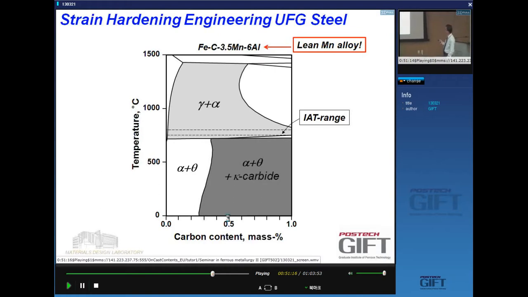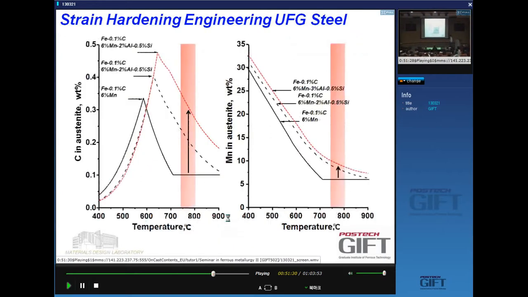You do need manganese. You do need more aluminum, yes, but it's a lean manganese alloy. A slightly negative point is that you do need to form these kappa carbides, so you do need to have slightly higher carbon contents.